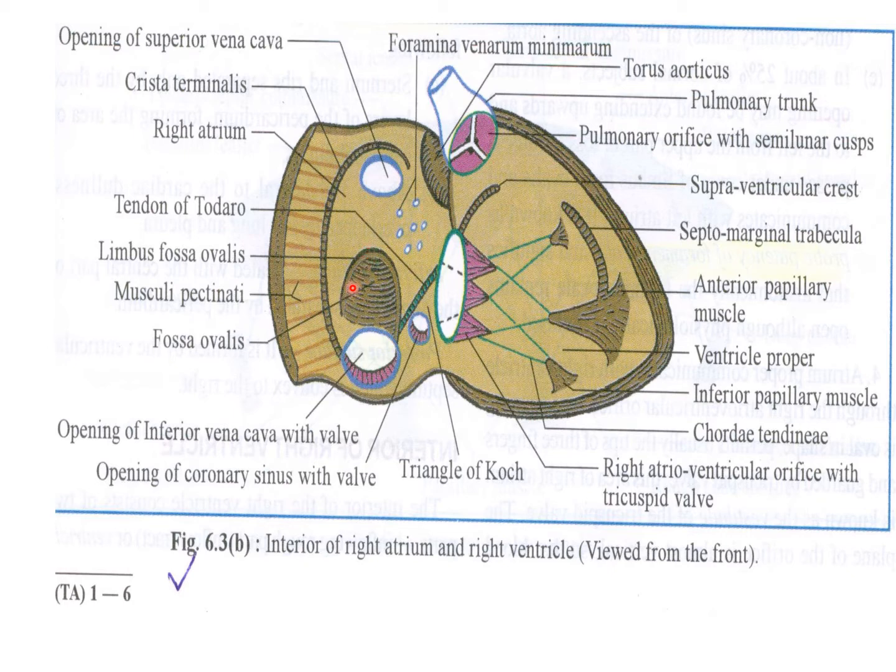So this one is the limbus fossa ovalis. These are the formation of the septum secundum. So the lower free margin of the septum secundum से form हो रहा है limbus fossa ovalis.